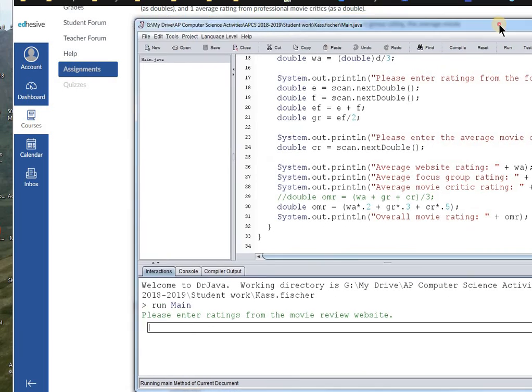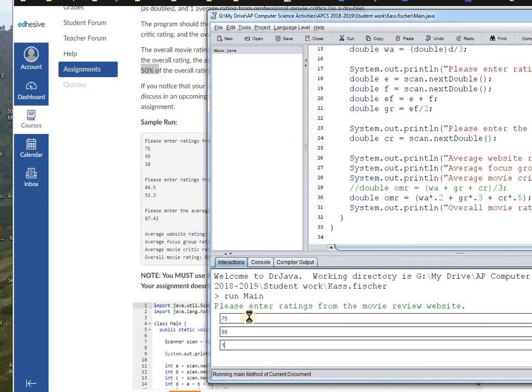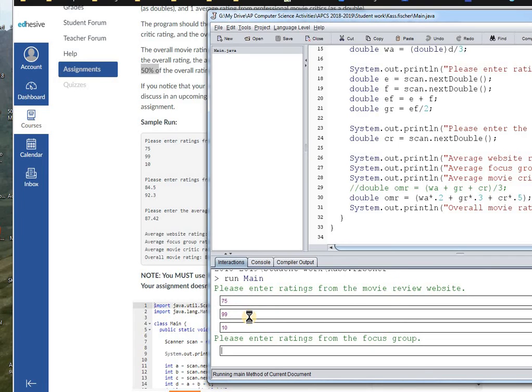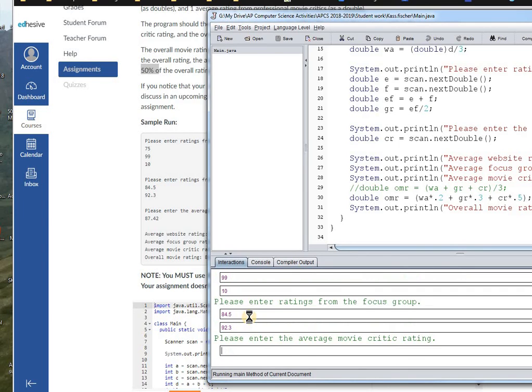Hold on a second. So if I put in 75, 99, 10, 84.5, 92.3, 87.42.